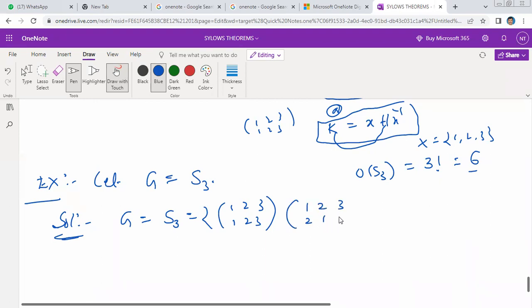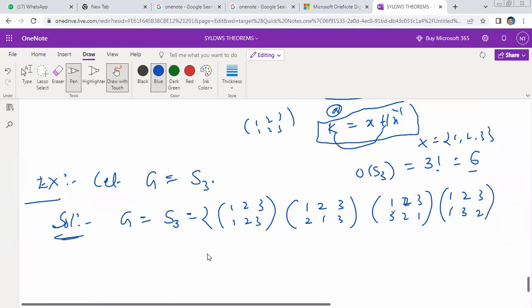1 goes to 2, 2 goes to 1, and 3 stays the same. Next, 1 goes to 3, 3 goes to 1, and 2 is the same. Next, 1 stays the same, 2 goes to 3, and 3 goes to 2.